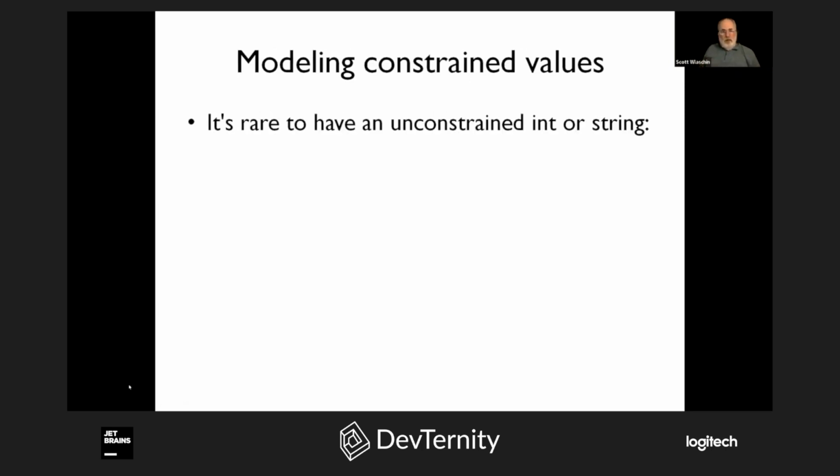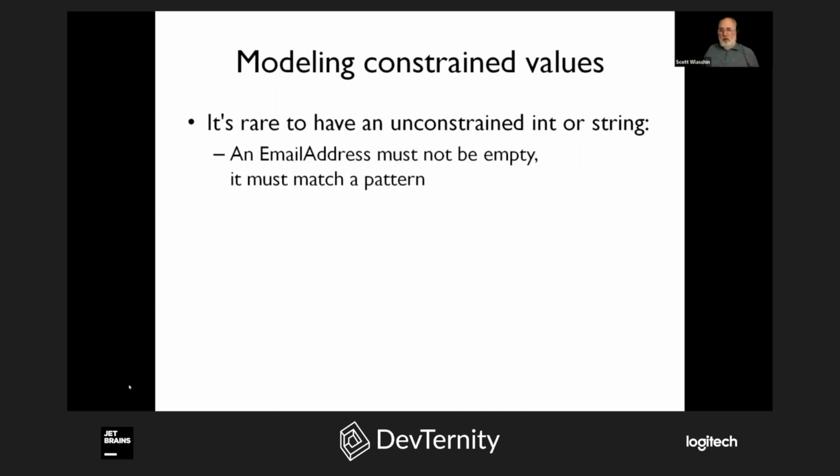And on top of that, even if you do have a primitive type like a string or an int, it's really unusual that they are completely unconstrained, that you have a string which can be 1 billion characters, or you have an int that can go up to very large numbers or very large negative numbers, right?